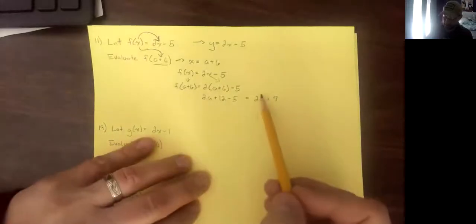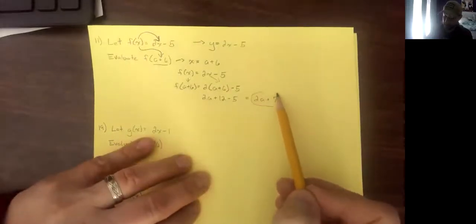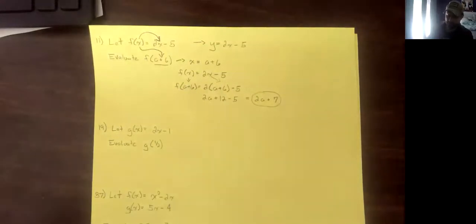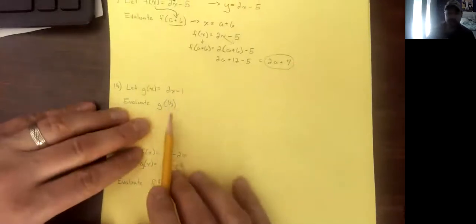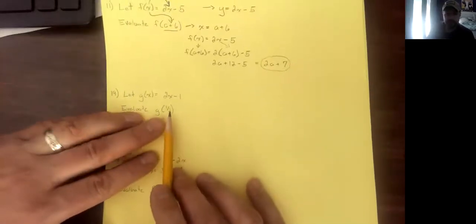2a plus 7. That's it. That's my answer. I can't do any more. There is no equals. We're just rewriting it, supposing that instead of x, it's now a plus 6. So 2a plus 7. Now 19 looks a little bit different.